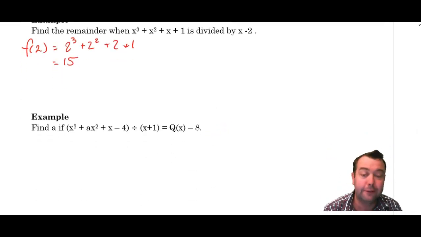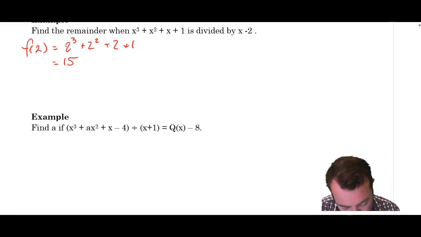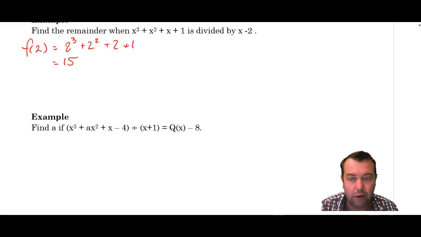Now, if x cubed plus ax squared plus x minus 4 is divided by x plus 1, and I get some quotient and a remainder of minus 8. Find what a must be. Well, that tells us that if I substitute x equals minus 1, we change the sign there because I want the zero, my remainder is going to be minus 8.